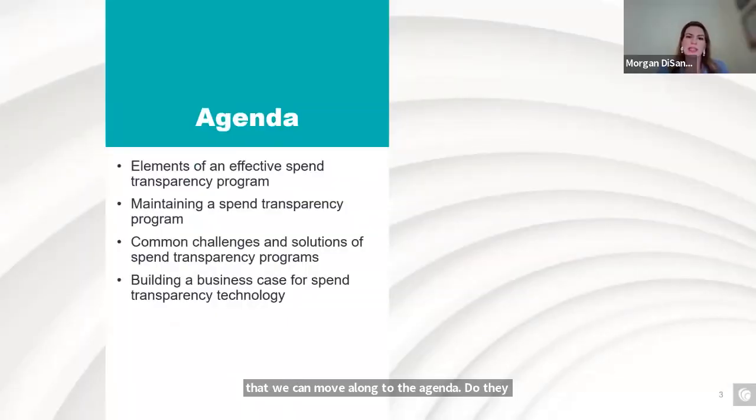Today, our agenda is broken into four main components. First, we're going to be discussing elements of an effective spend transparency program, and then also how to maintain that program. We'll also be discussing common challenges, and then also how to overcome those common challenges as it relates to spend transparency. And then lastly, also discuss how to understand the benefits of leveraging technology to drive transparency and ultimately accountability for your organization.